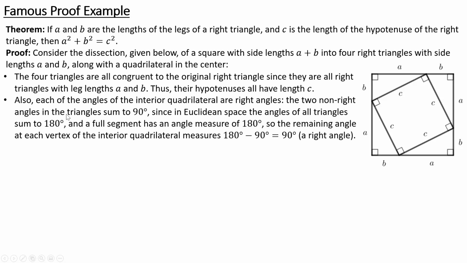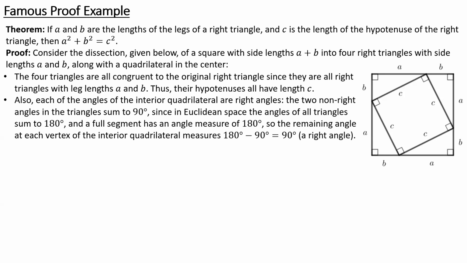The 2 non-right angles in the triangles sum to 90, since in Euclidean space, the angles of all triangles sum to 180 degrees. So this whole triangle, every one of these angles must add up to 180. We're in Euclidean space. And since this one right here in the corner is 90, these 2 together must equal 90. But this angle here and this angle here are the same. So this plus this must equal 90.